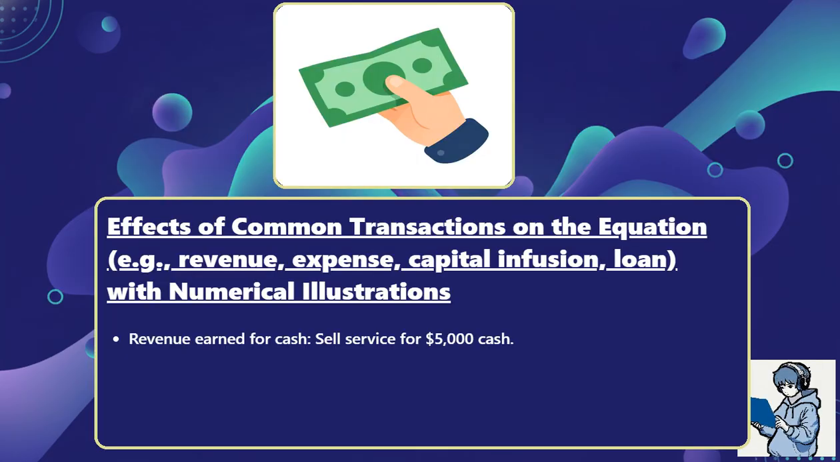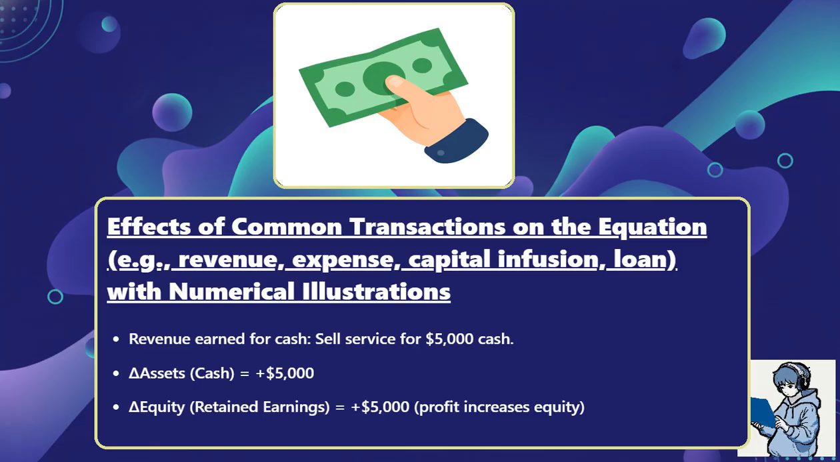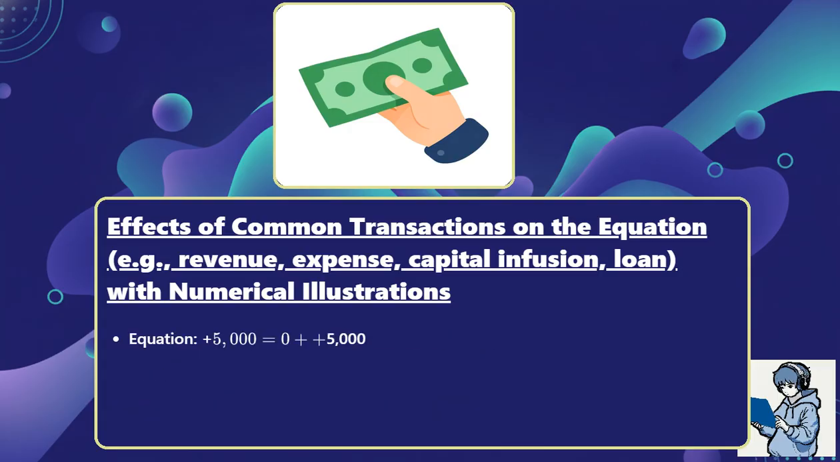Revenue earned for cash: sell service for $5,000 cash. Delta assets, cash, equals plus $5,000. Delta equity, retained earnings, equals plus $5,000. Profit increases equity. Equation: plus $5,000 equals 0 plus $5,000.